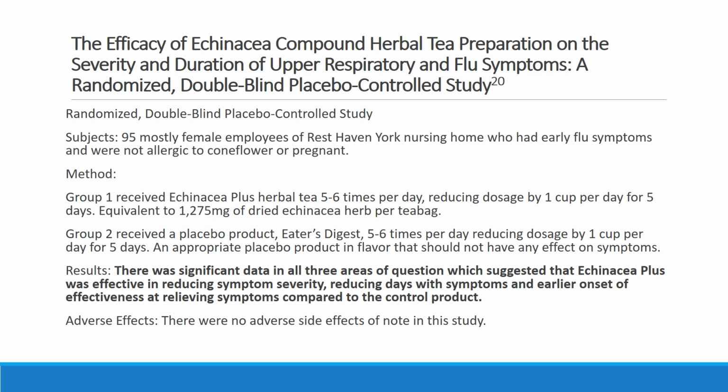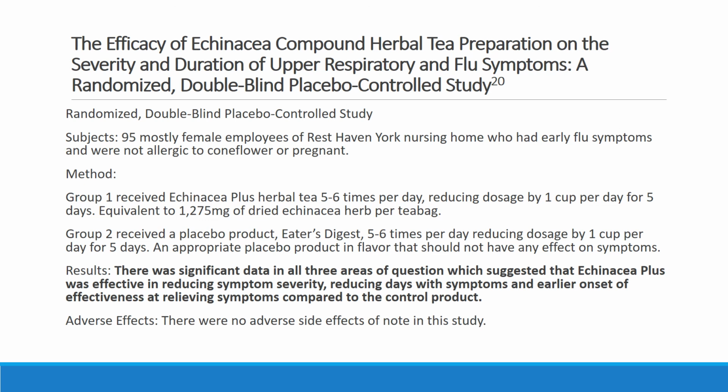The second study I reviewed is another randomized double-blind placebo-controlled study. The purpose of the study was to test the use of an echinacea compound herbal tea as an effective treatment in reducing the severity and duration of flu symptoms and other respiratory infections. The subjects of this study were 95 mostly female employees of Rest Haven York Nursing Home. They presented with early flu symptoms, and those who were allergic to coneflower or pregnant were not allowed to participate.